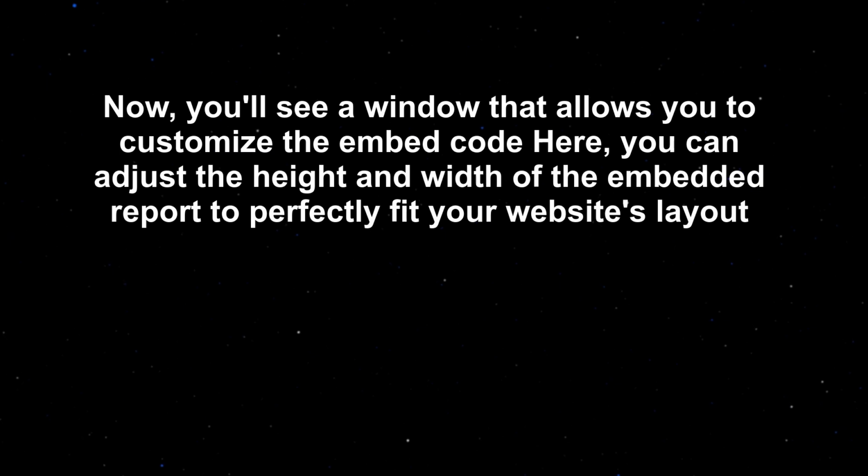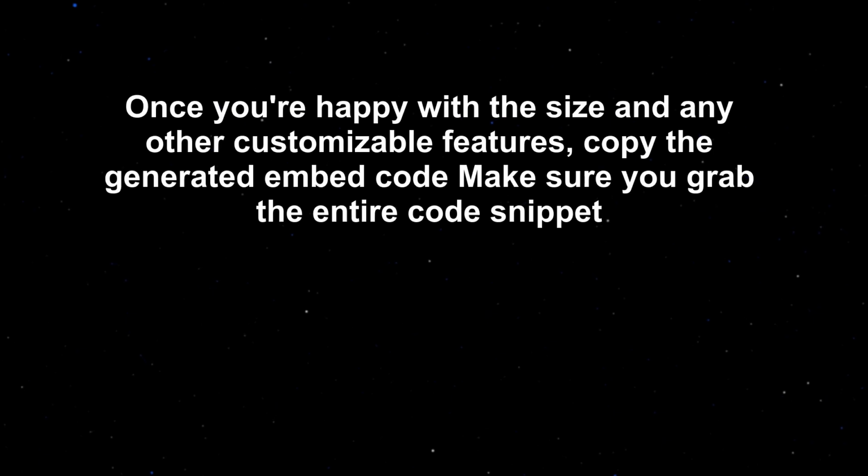Now, you'll see a window that allows you to customize the embed code. Here, you can adjust the height and width of the embedded report to perfectly fit your website's layout. Once you're happy with the size and any other customizable features, copy the generated embed code. Make sure you grab the entire code snippet.